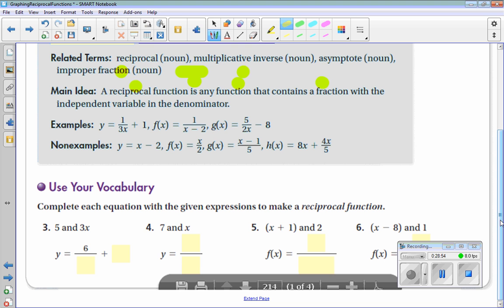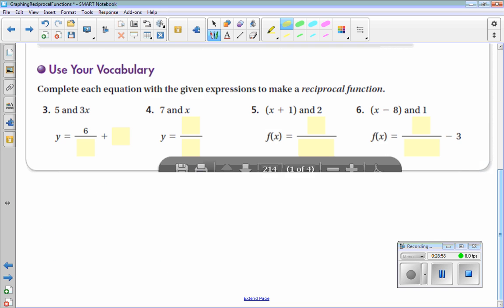Let's look at this particular example down at the bottom here. Make it highlighter. Complete each question. We want to make it a reciprocal function. So where would, these are like my blanks, where would the 3x have to go if we wanted it to be a reciprocal function, Travis?